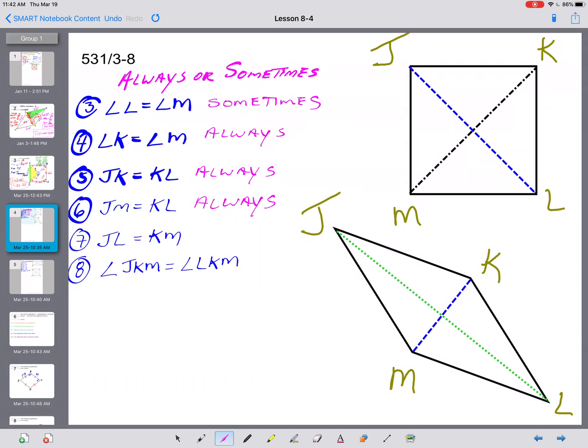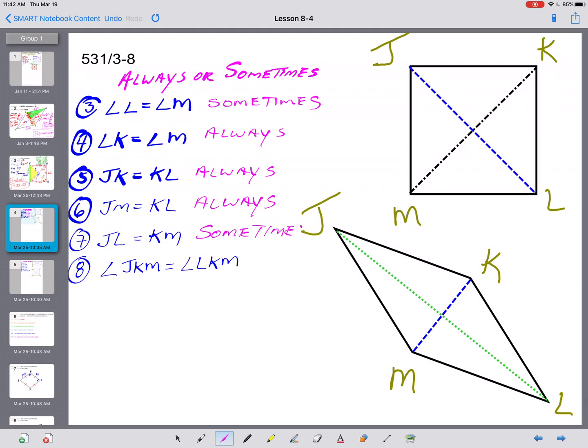Number 7, JL equals KM. Look at that, JL equals KM. What are they talking about? They're talking about the diagonals. Now look, the top picture, remember it's a rhombus. Oh yeah, they are equal. The diagonals are equal in that rhombus because it's a square. But in the bottom one, no, the diagonals do not have to be equal in a rhombus. So on this one, sometimes those diagonals are equal.